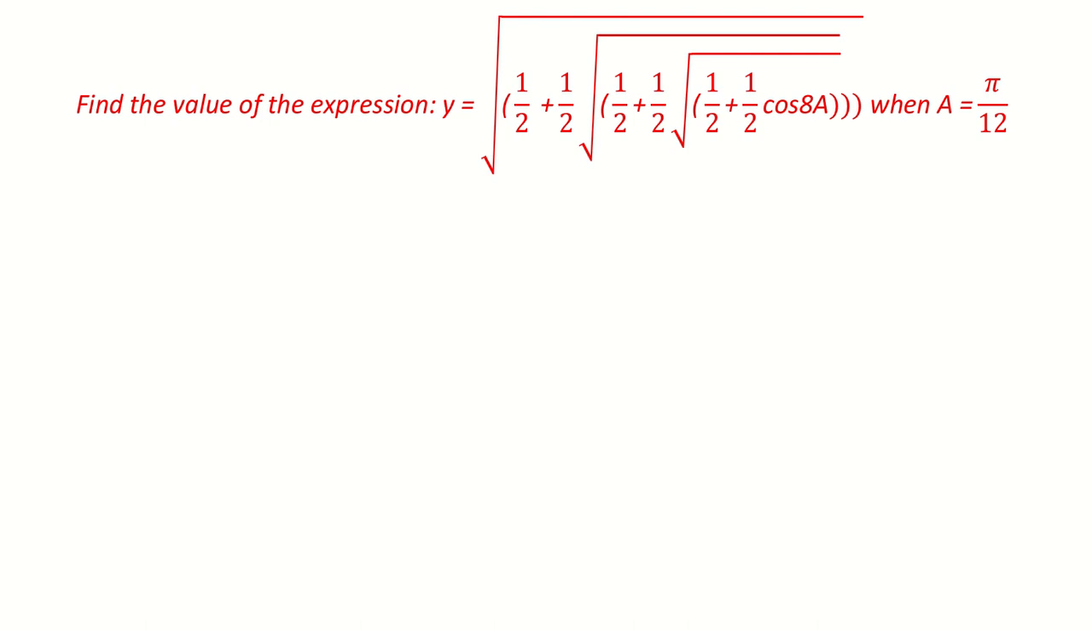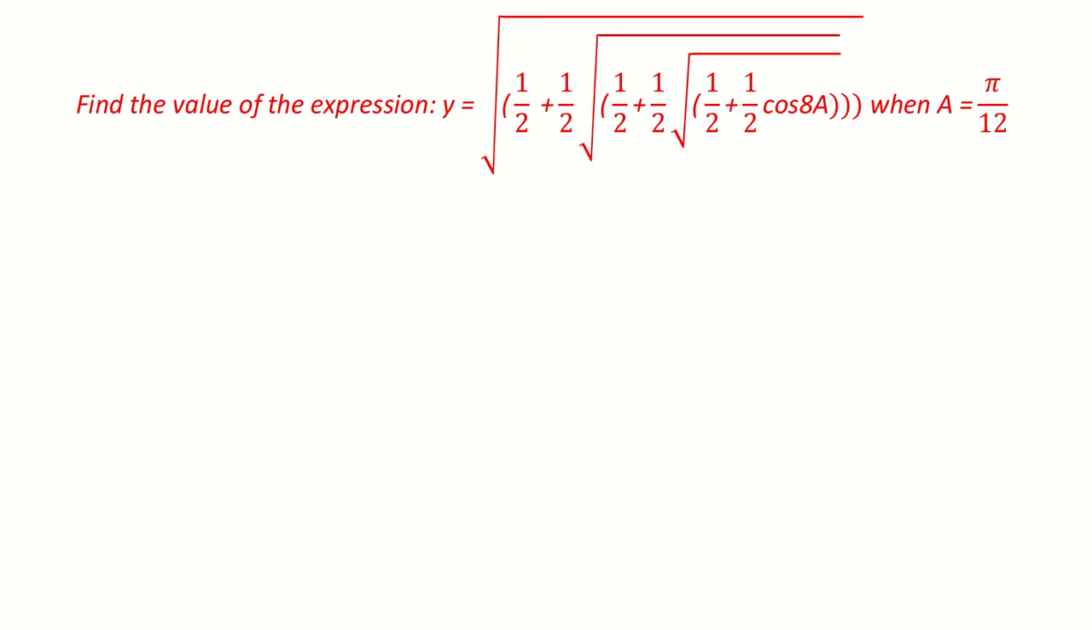Find the expression y equal to square root of 1 by 2 plus 1 by 2 into square root of 1 by 2 plus 1 by 2 into square root of 1 by 2 plus 1 by 2 cos 8a, where a is pi by 12. One way of solving this is, pi is 180, we know. 8a will become 8 into 180 by 12, which is 2 by 3 of 180, so it will become 120. Then cos 120 you can find and replace the value. That is one way.